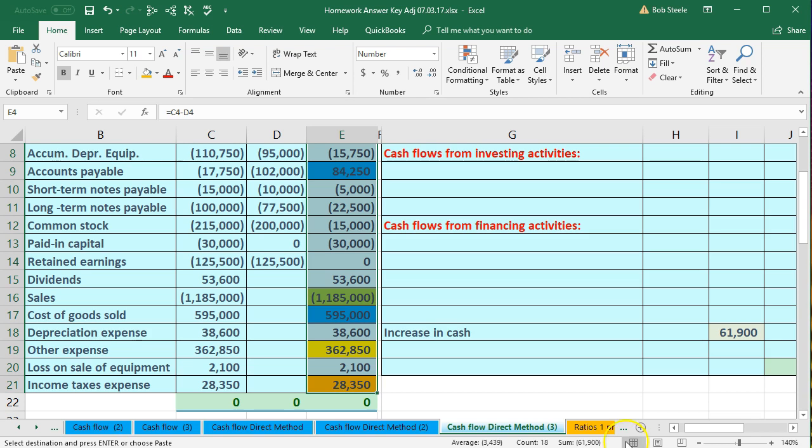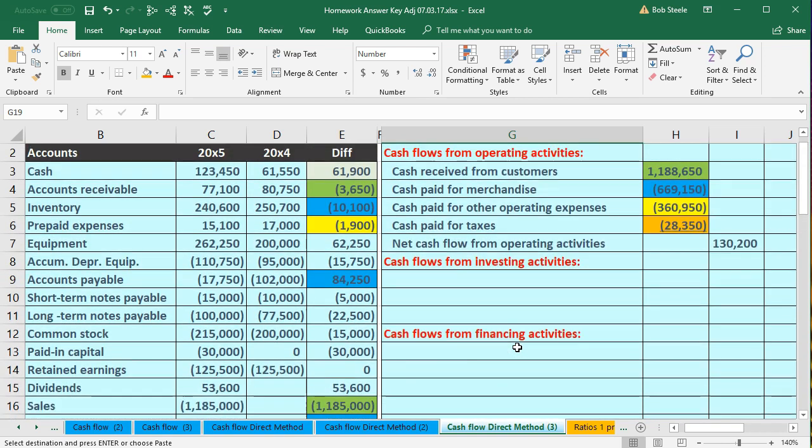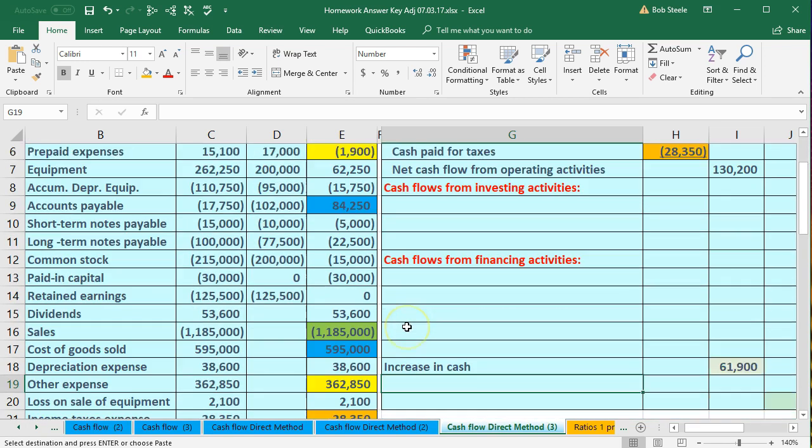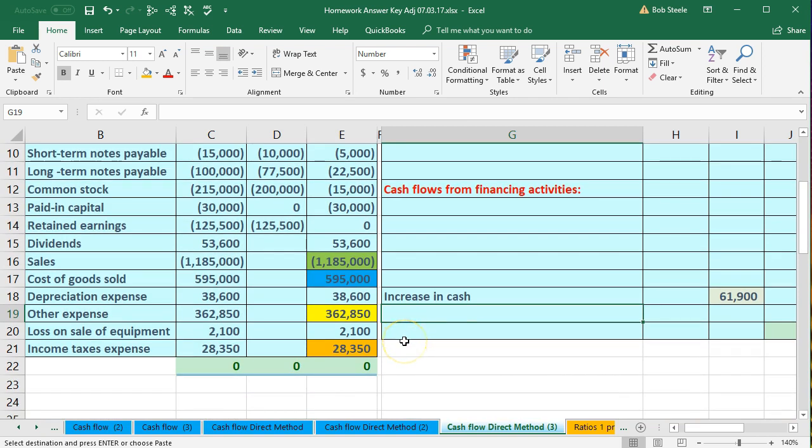So it's just a puzzle. We're just going to reformat this thing so it'll work. All right, so here we go. We've done this for all of the cash flows from operating activities, and we've kind of color-coded where we've gotten these numbers.